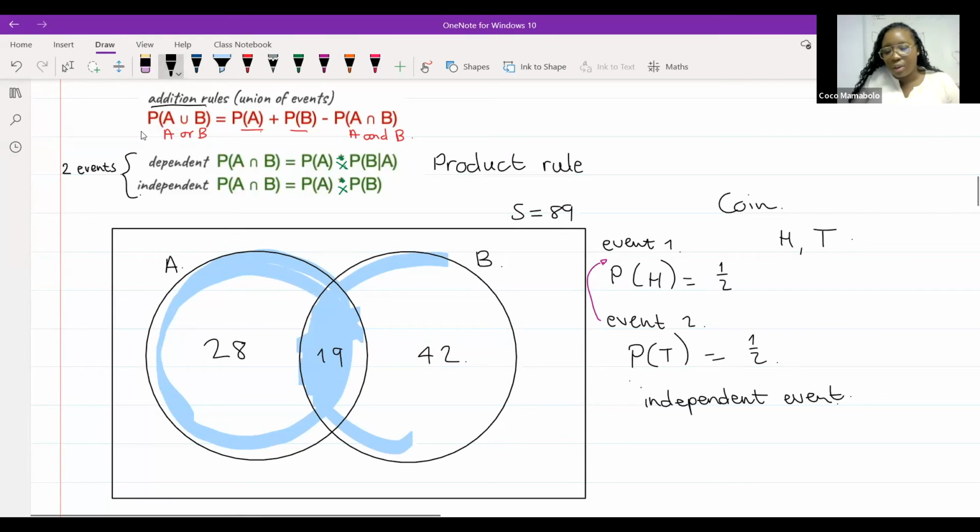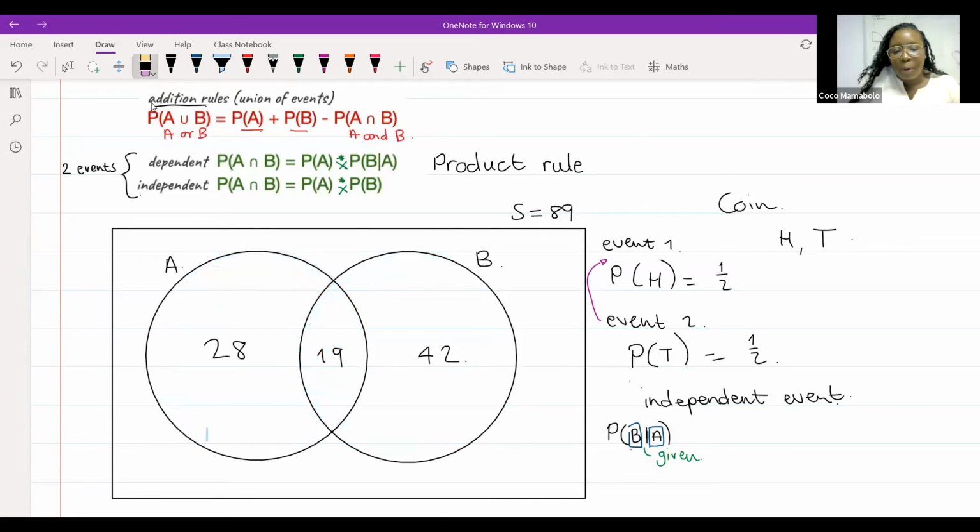All right, so when they give us this looking thing, the probability of B given A, this little line that they've written here in the middle is called given. What they're actually saying to us is, what is the probability that event B will happen given what has already happened in A? So we want the probability of this part first, and then the probability of the rest of A.